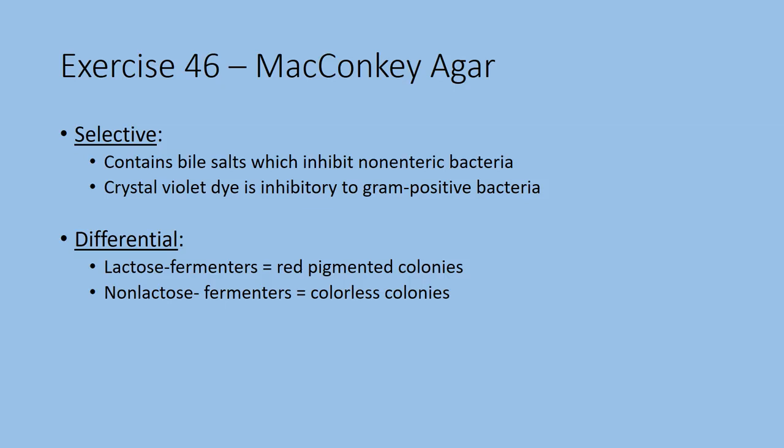The MacConkey agar is selective and differential. It is selective in that only certain organisms will grow on it, and other organisms will be inhibited from growing on this agar. Typically, it's made in a petri dish. It is selective because it contains bile salts that will inhibit the non-enteric bacteria, and it also contains crystal violet dye, which is inhibitory to gram-positives. So no gram-positives will grow, plus the non-enterics will not grow. Only the enteric bacteria will grow on the MacConkey, so why is it differential?